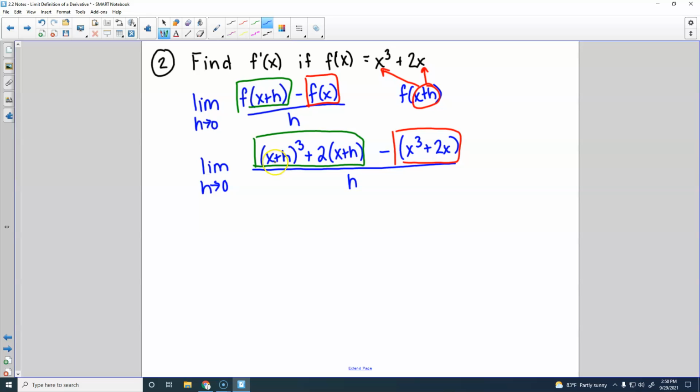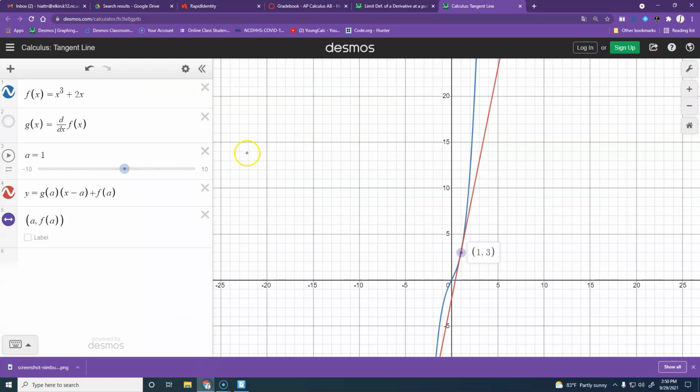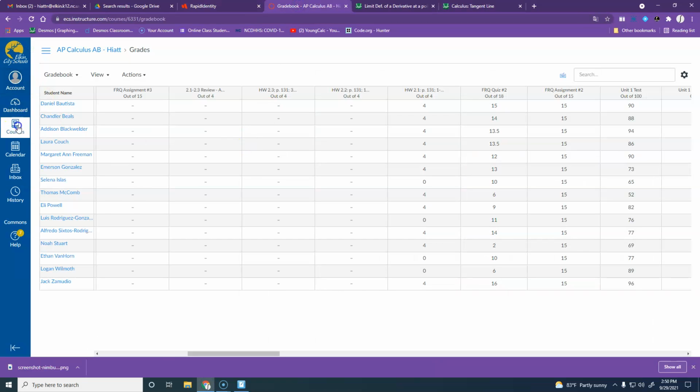Alright, so, let's see. Girls' homework is from that same page. Yes.